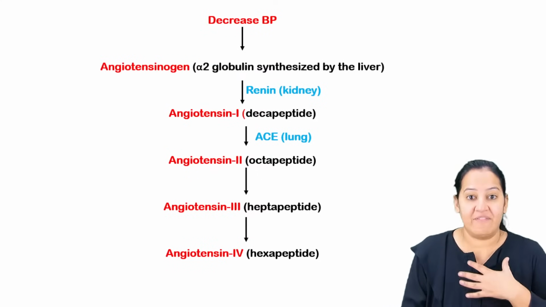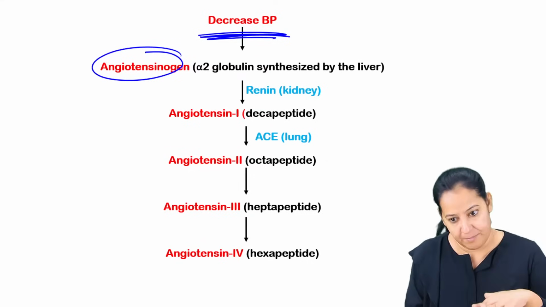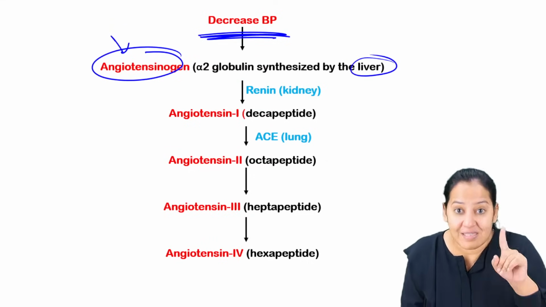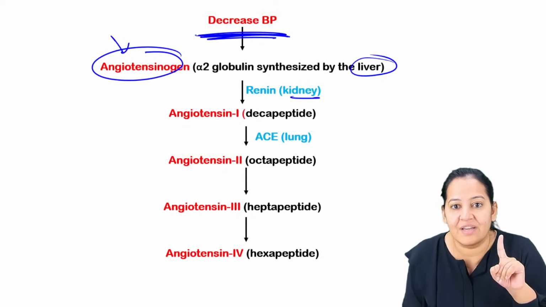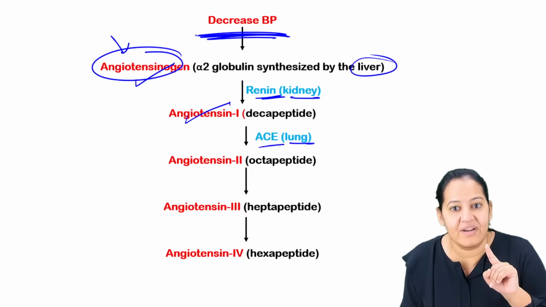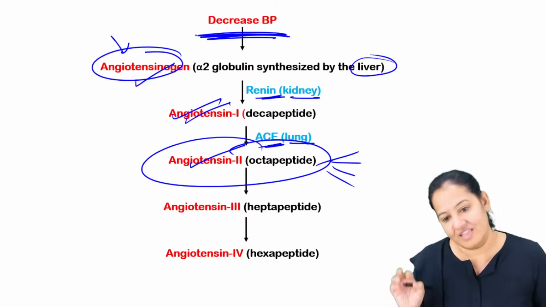So normally whenever we have a fall in BP, angiotensinogen is present in our blood. It is secreted by the liver and it is always there. But as soon as the BP falls, the kidney secretes renin. Renin converts angiotensinogen to angiotensin 1 and the lungs secrete the ACE. Angiotensin 1 is converted into 2, and 2 will maintain the BP again.